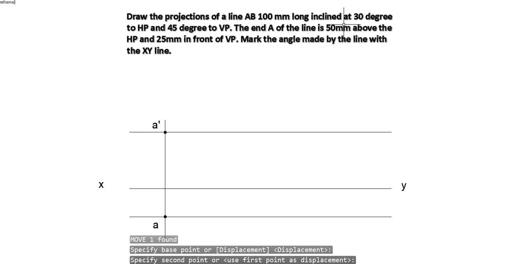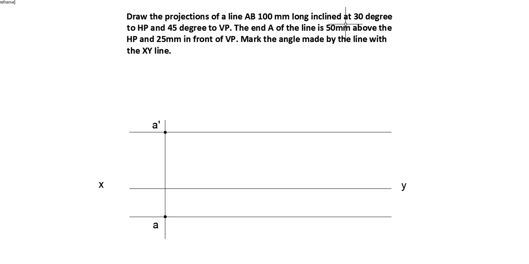Okay, if it's not clear I will just explain that to you. It is said that our line is 30 degrees inclined to HP and 45 degrees inclined to VP. So let's take it one at a time. At first we will just think that this line, it is parallel to VP and 30 degrees inclined to HP. Okay, for the moment we will leave out this 45 degree inclination to VP. We will draw its projections for such a line that is parallel to VP and 30 degrees inclined to HP.